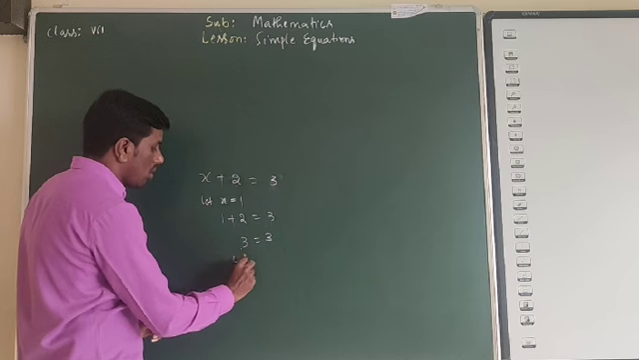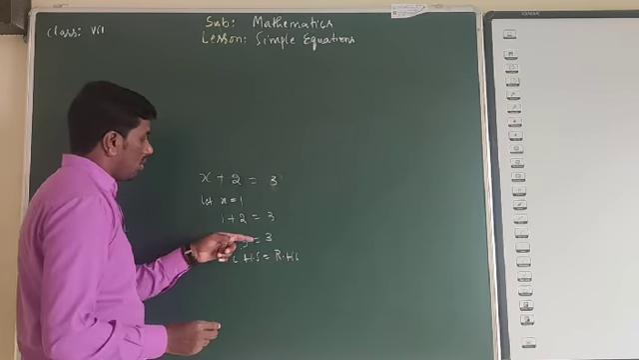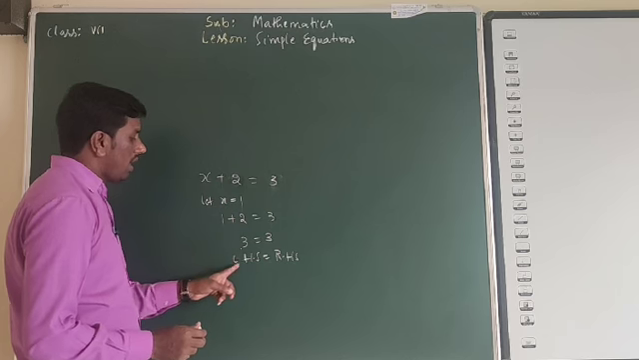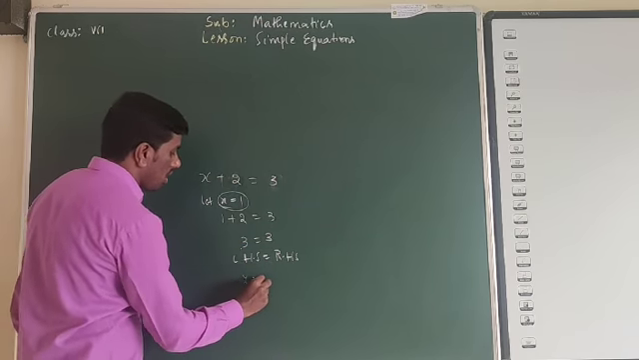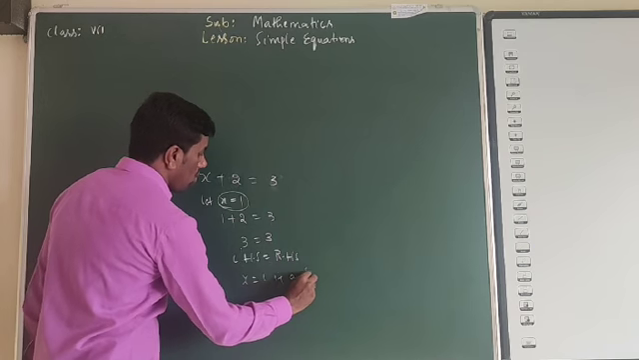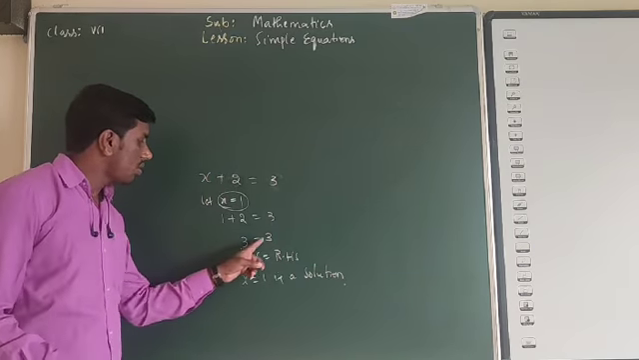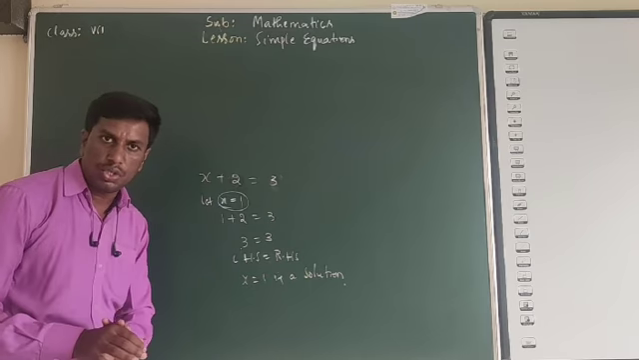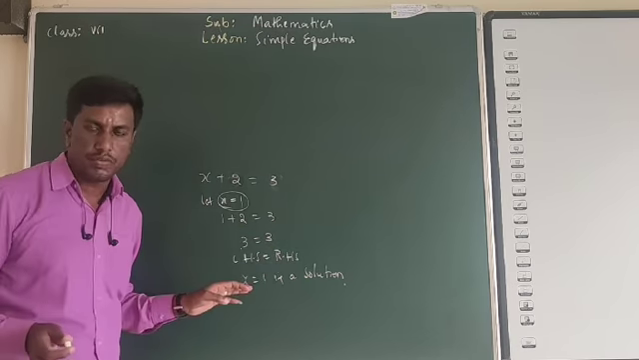That means LHS is equal to RHS. For x is equal to 1, I am getting LHS equal to RHS. Therefore, x is equal to 1 is a solution. Since LHS is equal to RHS, x is equal to 1 is a solution. If LHS is not equal to RHS, then I can say that this is not a solution.